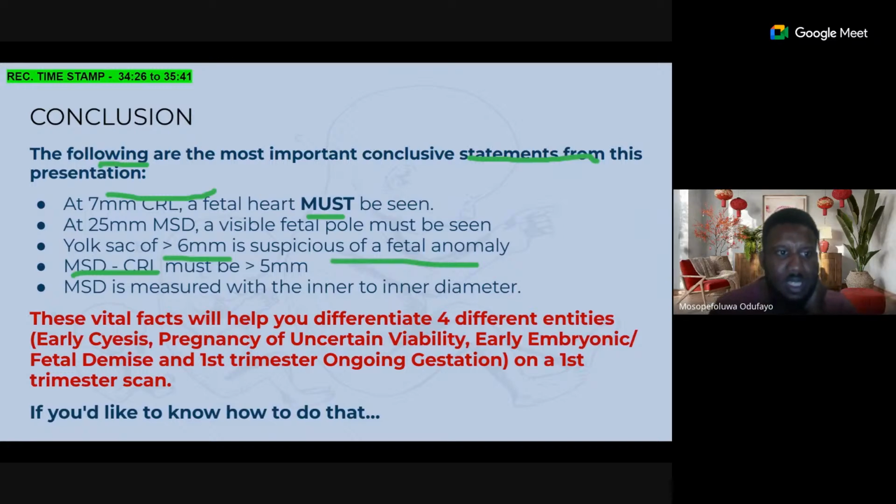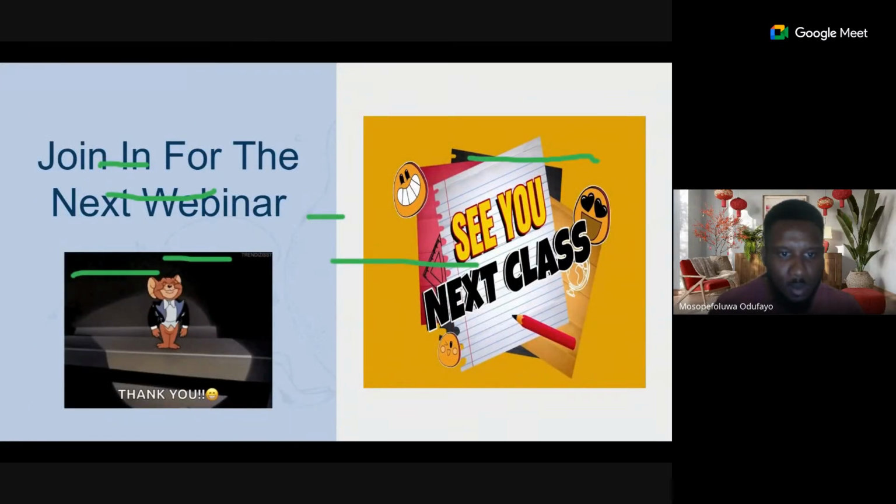These vital facts will help you differentiate 4 different entities, and all of these are diagnoses you can put on your report: early sciasis, pregnancy of uncertain viability, early embryonic fetal demise, and first trimester ongoing gestation on a first trimester scan. If you would like to know how to differentiate all of these 4 on the ultrasound scan, do me a favor, join us for the next webinar.